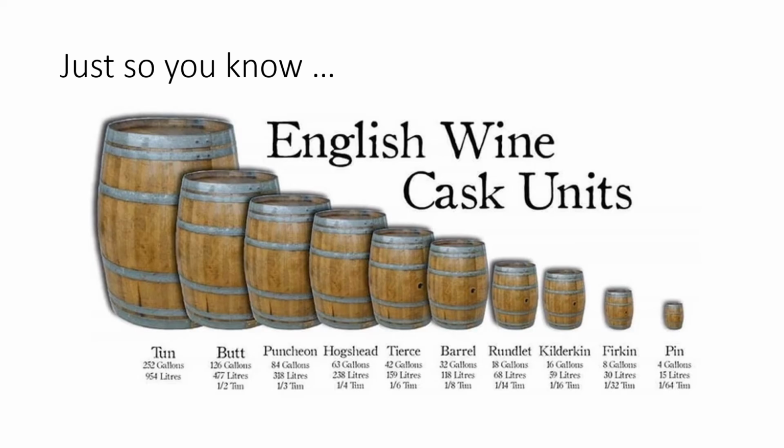Just so you know, what am I talking about? When we talk about a barrel of wine or a hogshead, this is what I'm talking about. It's actually 63 gallons, right? So if they said, oh, I drank a buttload of wine, a buttload is actually 126 gallons, 477 liters, etc. Or half a ton, which is a lot of wine, it sounds like.